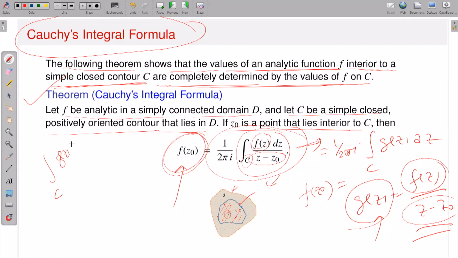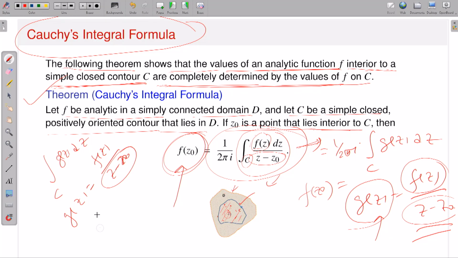Integration over C of g(z) dz. And what is my g(z)? My g(z) is f(z) divided by z minus z naught, correct? Now what is f? f is analytic in my domain, that is perfectly all right. But what about the denominator 1 by z minus z naught? Because 1 by z minus z naught will have some kind of difficulties at the point z naught, right?